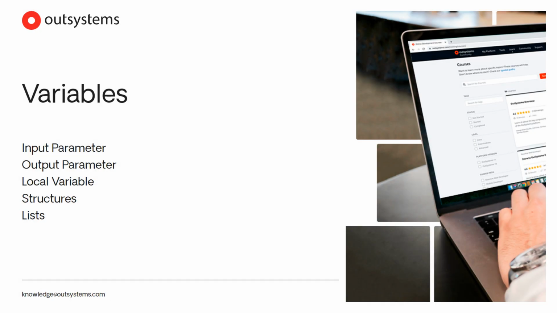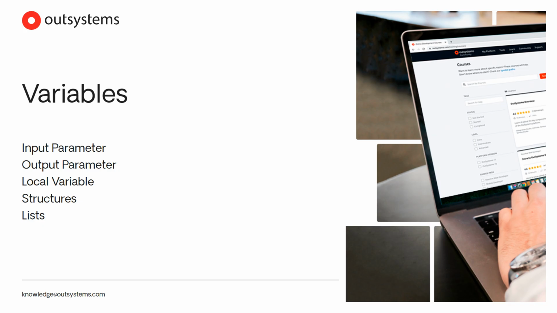Welcome to Variables in OutSystems. In this session, we will discuss variables and how they're used, including the types of variables, such as input parameters, output parameters, and local variables. We'll also talk about two compound data types, structures and lists.